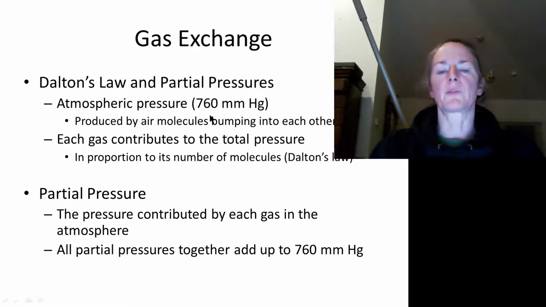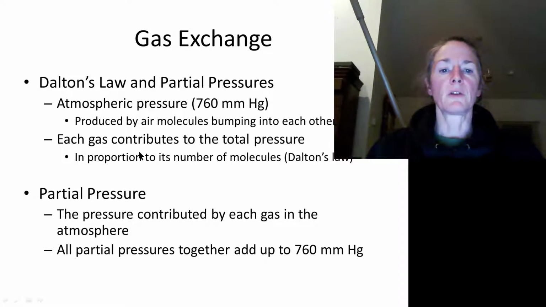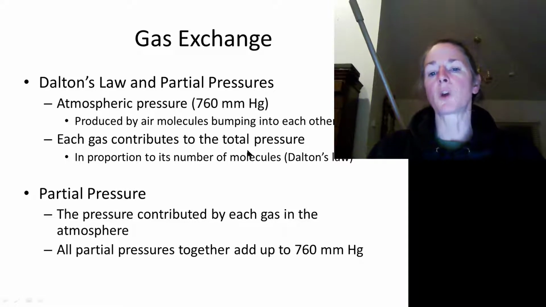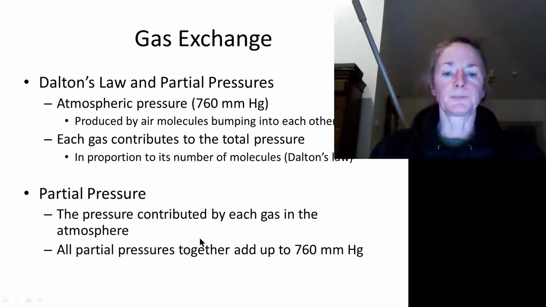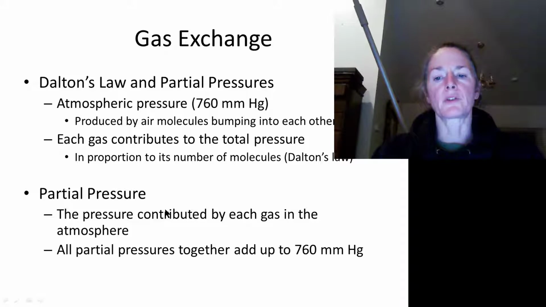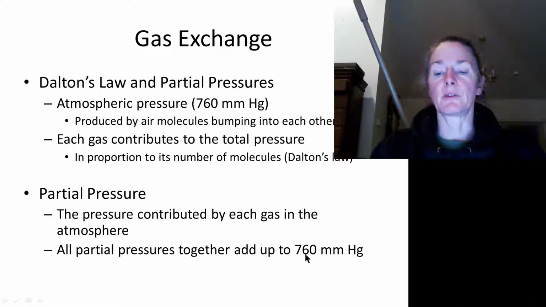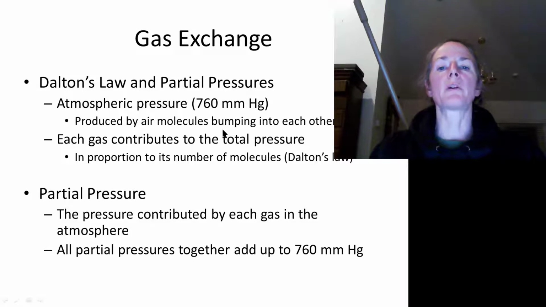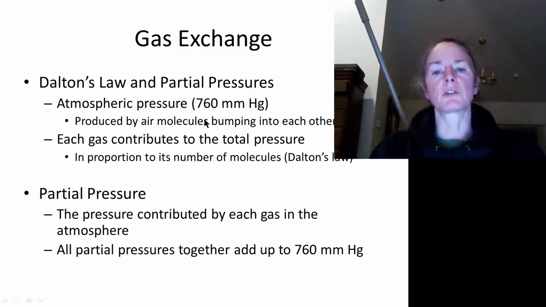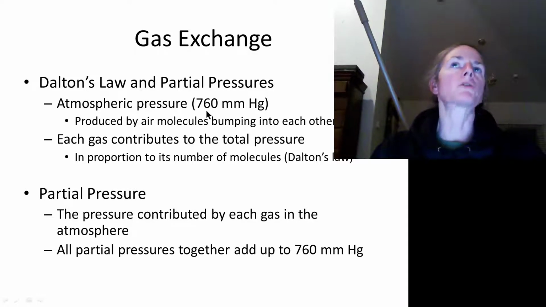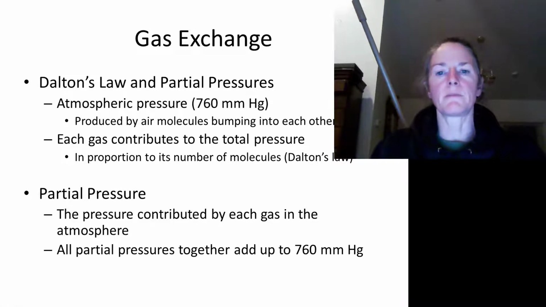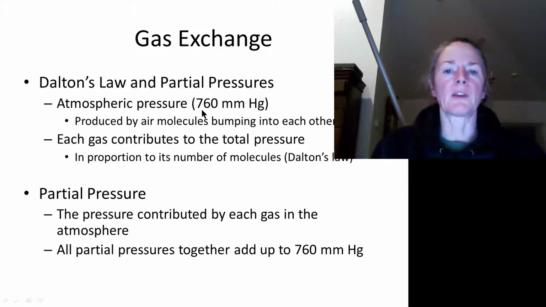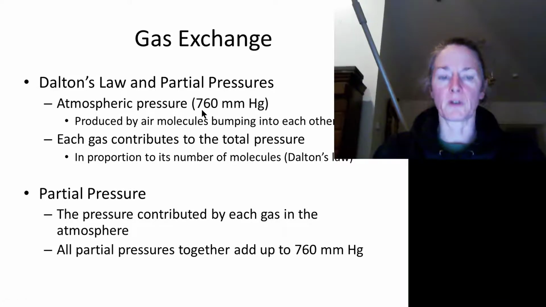Now, as we've said, our atmospheric pressure is about 760 millimeters of mercury. So each gas is going to contribute to the total pressure in proportion to how much is present in the mixture. So when we add up all the pressures of these things, we get 760 millimeters of mercury. If we wanted to know how much pressure the oxygen alone is contributing, we'd take 21% of 760. If we want to know how much pressure nitrogen is contributing to the atmospheric pressure, we would take 78% or almost 79% of 760 millimeters of mercury.